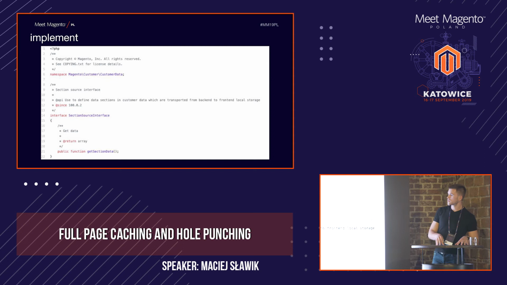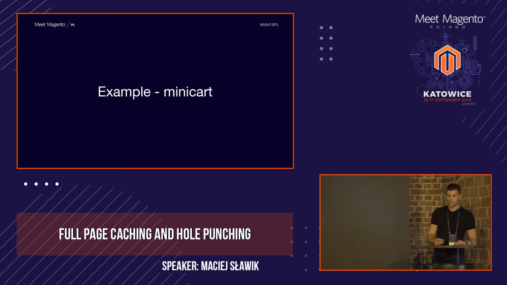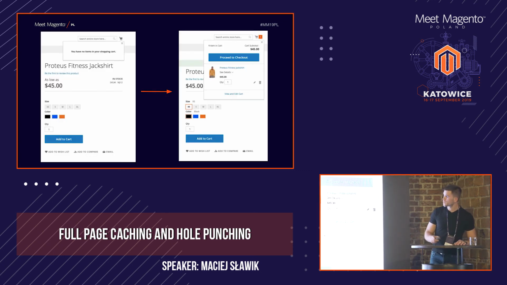Then our class that will generate the data for the front end has to implement the interface SectionSourceInterface. It has just one method that returns an array of data for the front end. Let's see it on an example. We have the mini cart. When we start browsing Magento, the mini cart is empty. When we decide to add a product to cart, we click Add to Cart. The request is sent using Ajax, and the page doesn't reload, but the contents of the mini cart are reloaded, and the product is added to cart.